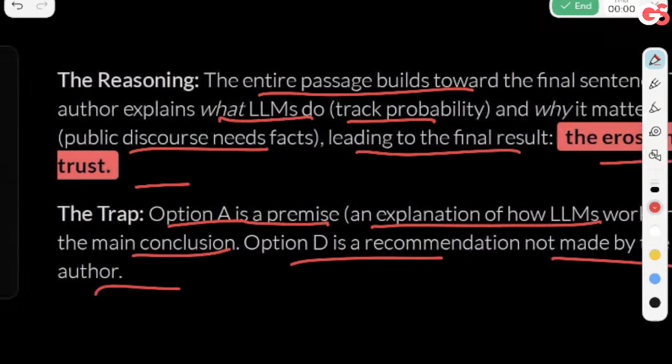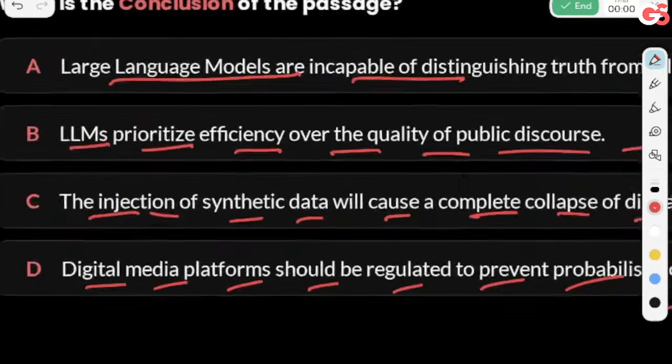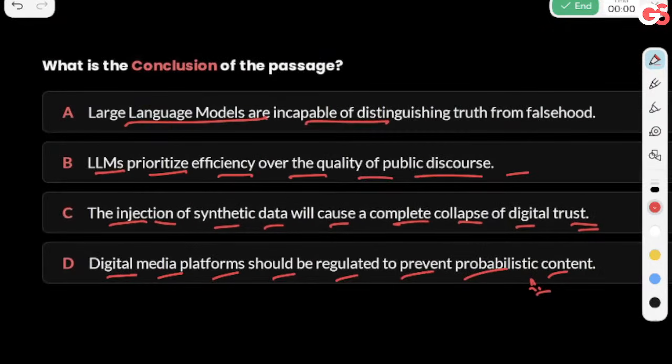I could see only Praveen marked the answer. Nobody else did, Piyush marked the answer. So now you understand? See, large language models are incapable of distinguishing truth from falsehood. Even if this looks like a conclusion, it's basically a premise. So remember, I was discussing that some premises might look like conclusions.